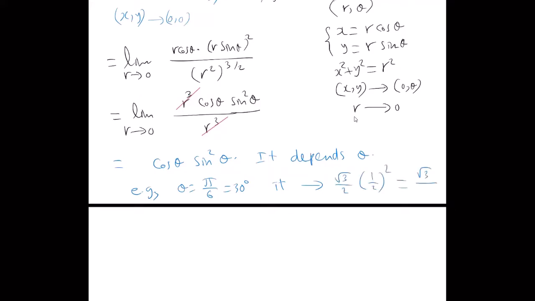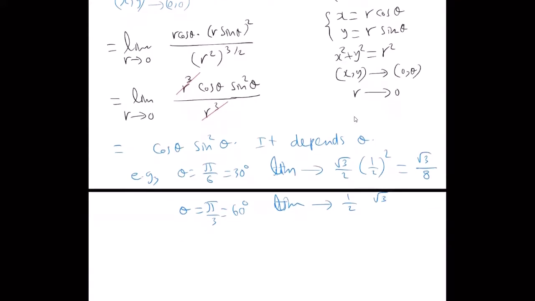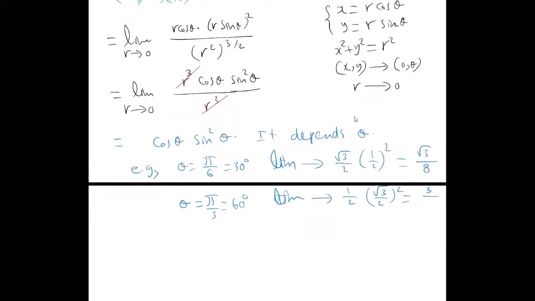When theta is pi over 3, which is 60 degrees, the limit approaches what? Cosine is half, and sine is root 3 over 2, squared. This gives you 3 over 2 times 4, which is 8. It's totally different. This is an example.